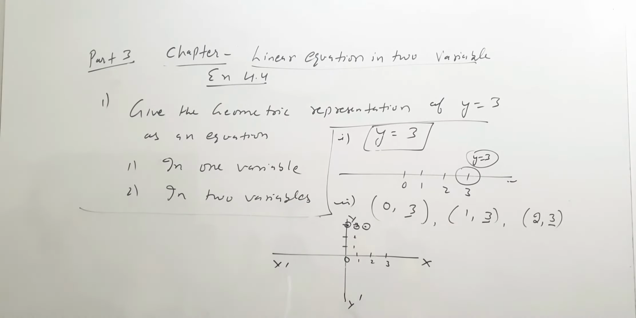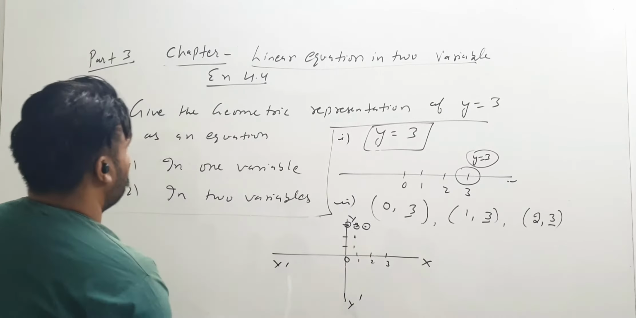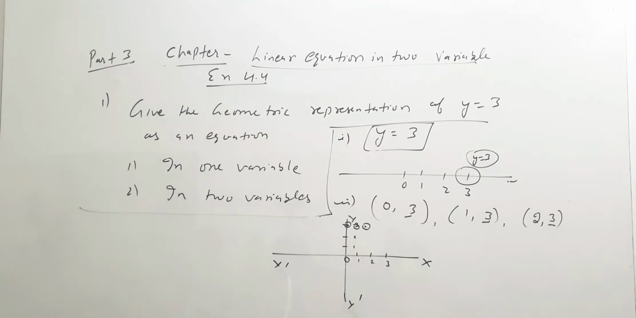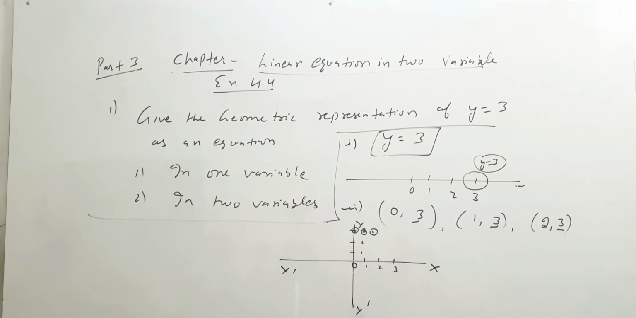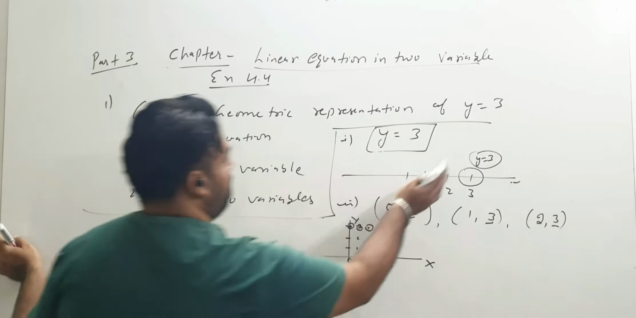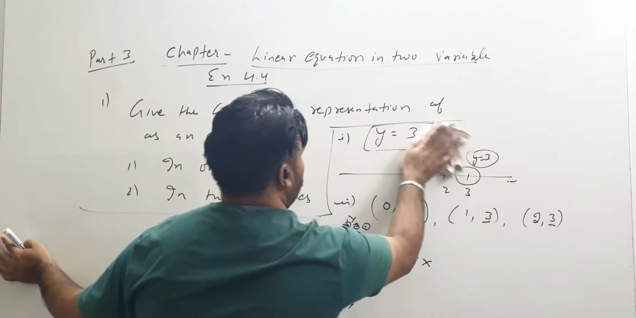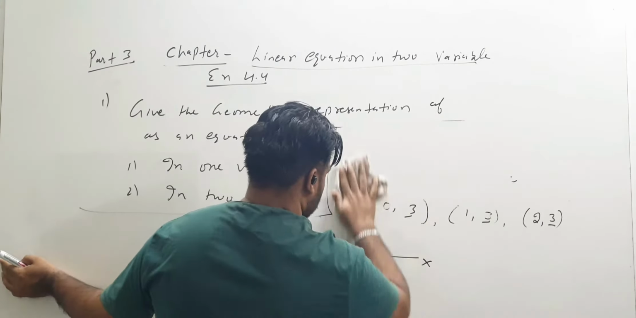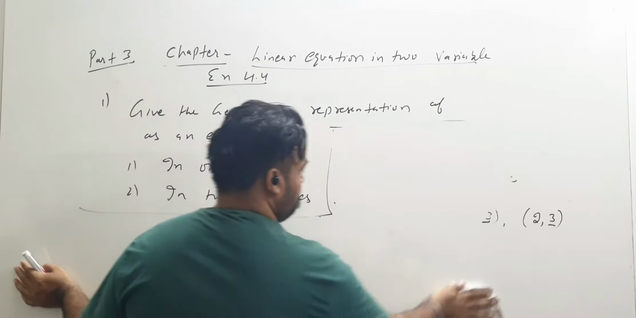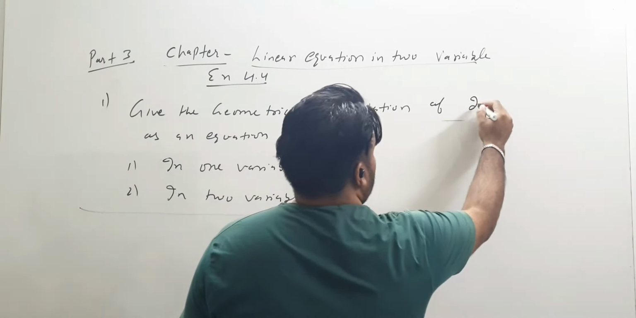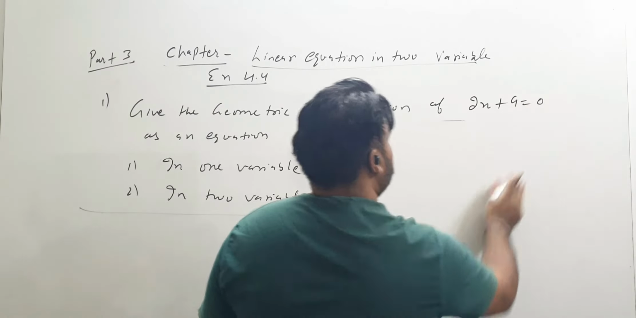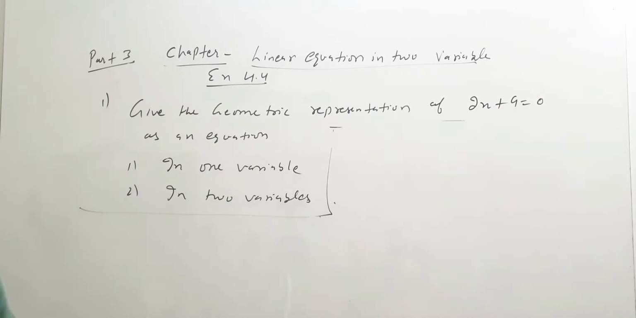Now we shift to the second question. What is the second question? Second question is, again the question is same. The question is, give the geometric representation of 2x plus 9 equals to 0.